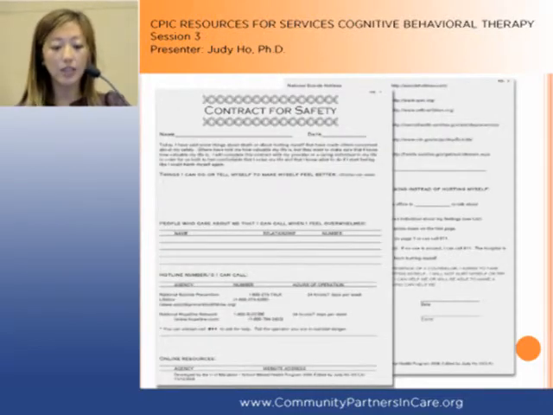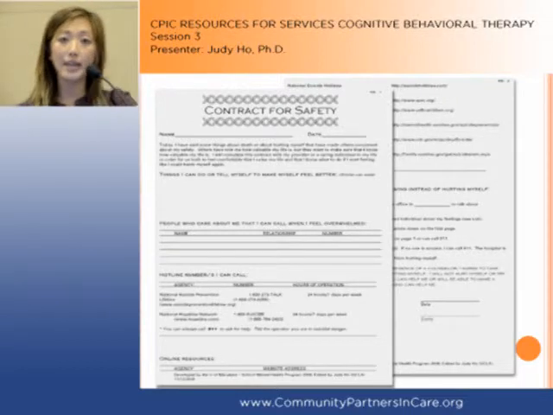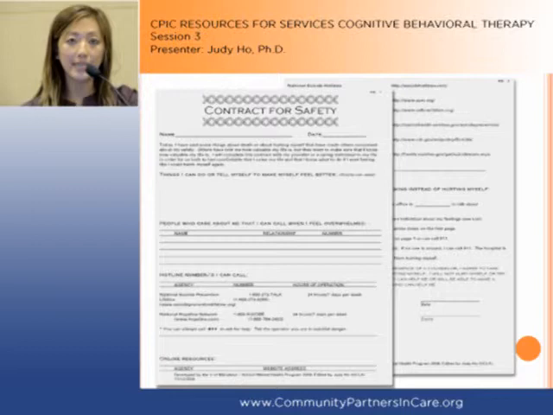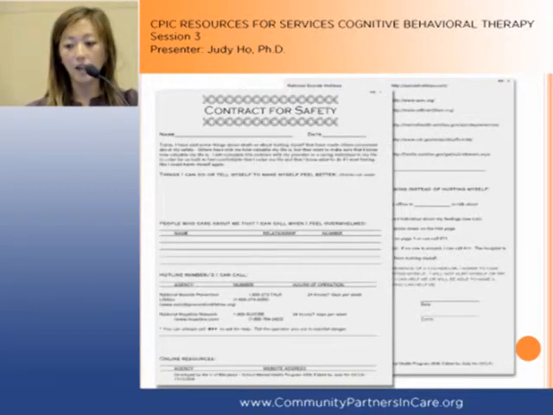Finally, let's look at the safety contract. This is used for clients who have suicidal ideation but are not needing any imminent or immediate response from an emergency psychiatric service. A lot of times you can ask these clients to sign a contract for safety. And on this contract for safety, there are things that they can do or tell themselves to make them feel better, people who care about them that they can call when they feel overwhelmed, and then there's a couple of hotline numbers and resources that they can reach as well.